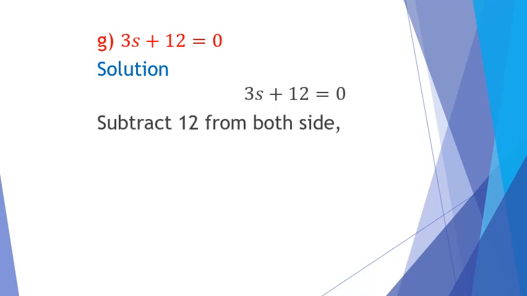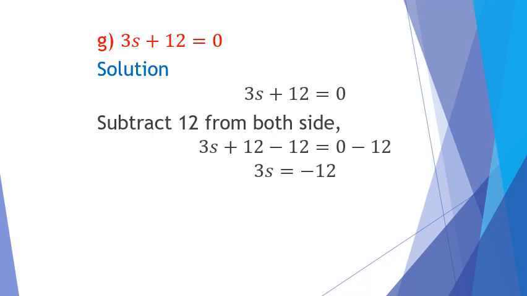Next question G. 3s plus 12 equal to 0. First we separate 12 from LHS. For that, you have to subtract 12 from both sides. So we have 3s plus 12 minus 12 equal to 0 minus 12. Plus 12 and minus 12 cancel. So LHS becomes 3s and 0 minus 12 becomes minus 12. So we have 3s equal to minus 12.